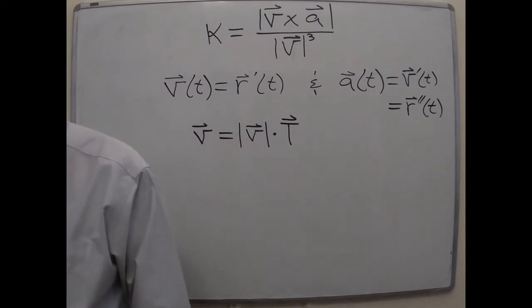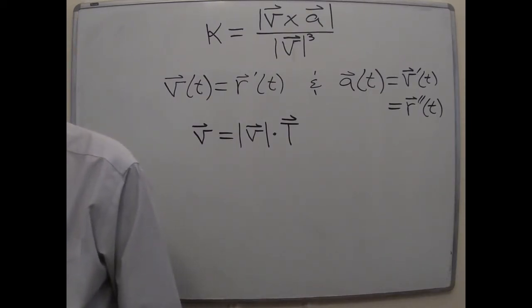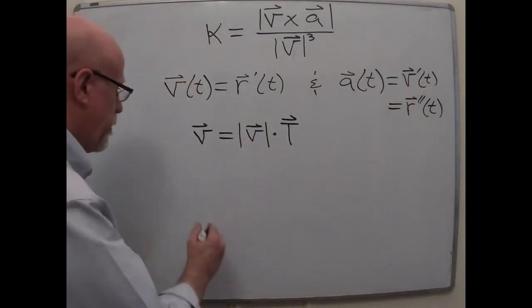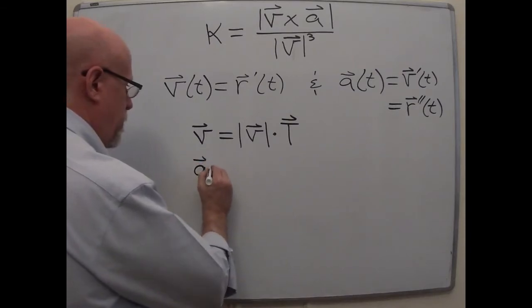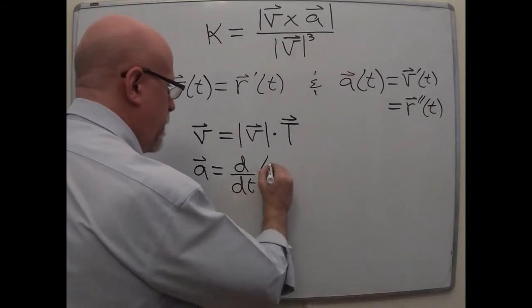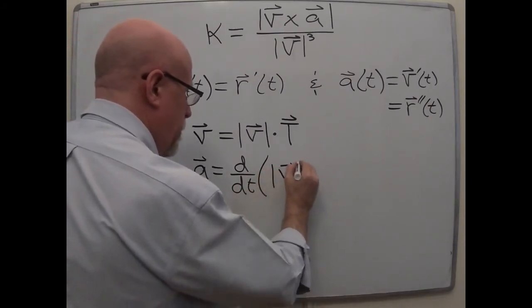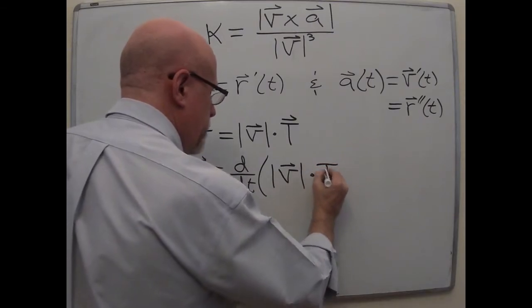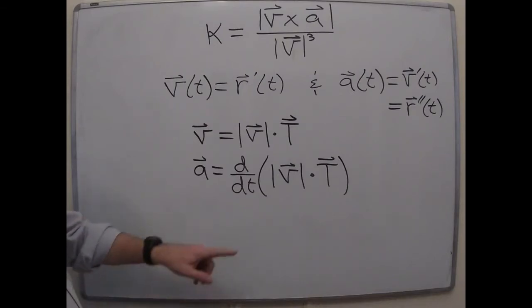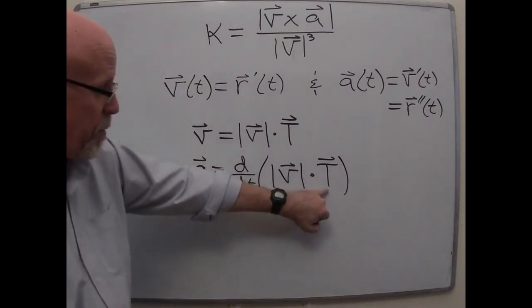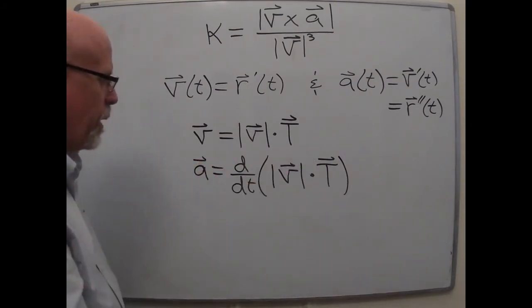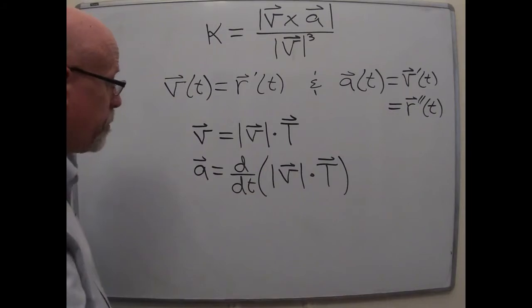Why is that useful? Well, you can get another way to write acceleration from that, because acceleration is the derivative of v, and we just wrote v like this. So we get a is equal to, let's do it in Leibniz notation, d by dt of this thing, the speed times the tangent vector. Well, that's a product. That's a scalar times a vector, so I don't mean it's a dot product, but a constant multiplier product, right? And in that case, the product rule applies.